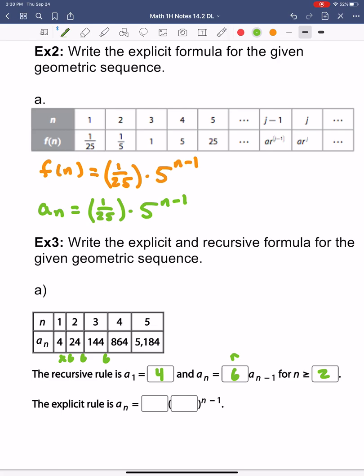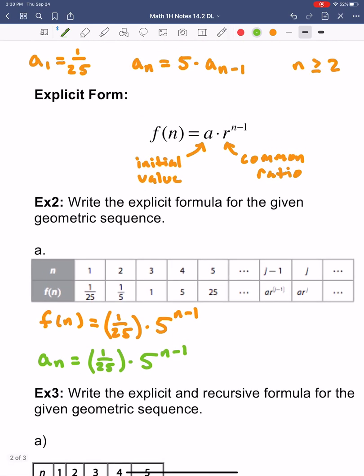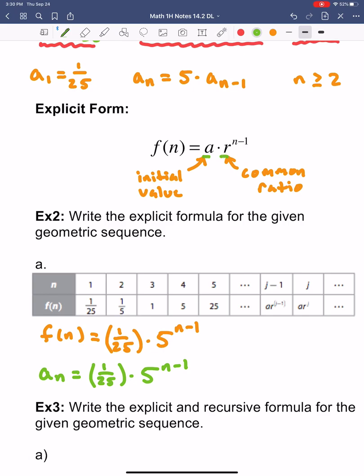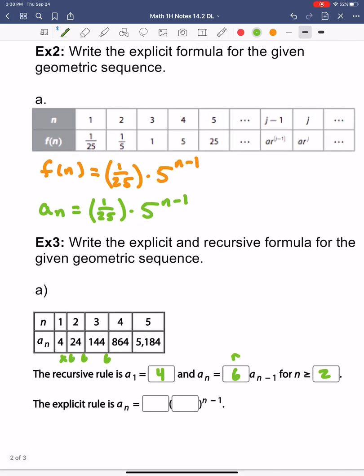Now moving to the explicit rule. Remember, it starts with a and then has r. So down here we've got a, which is the initial value of 4, and then r, which is the multiplier, the common ratio of 6, and we're done there.